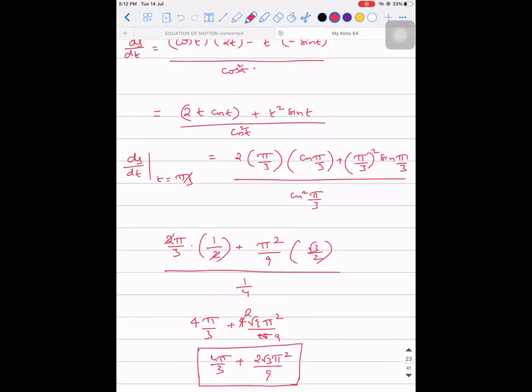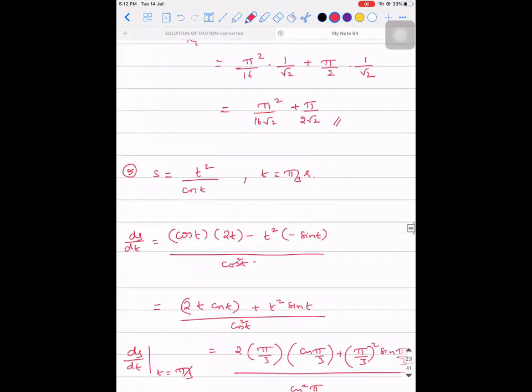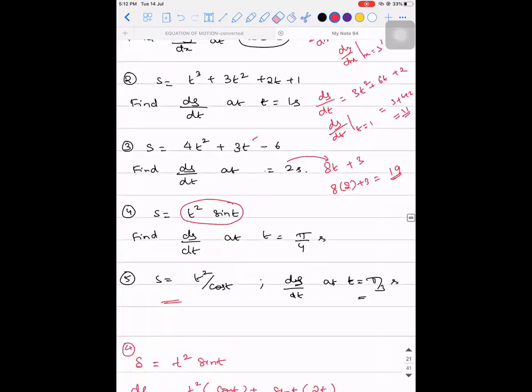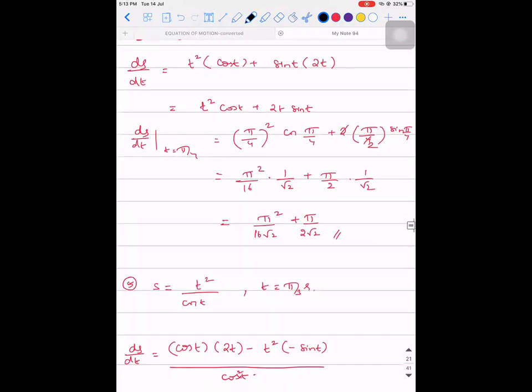Sir, I have a doubt, sir. Tell me. Sir, the third question, you gave all the equations in the form with the variable t, sir, but at last you've given x is equal to 2 seconds. That's wrong. That's t is 2 seconds. Okay, sir. Okay. So this one is clear.